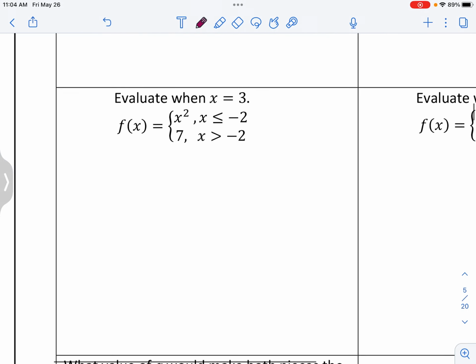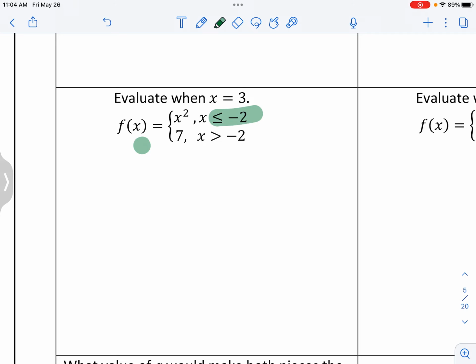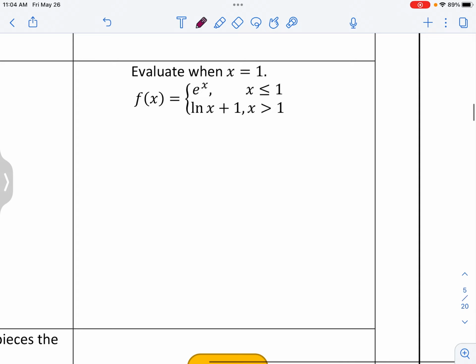All right, next one, evaluate when x is equal to 3. So let's see here. We want to figure out which piece 3 belongs to. 3 is greater than -2, so we're going to use this bottom piece. So f of 3 equals 7. Notice there's nothing to plug in for x there. So actually, we only used the 3 to figure out which piece to use, but the answer is 7. That'd be a horizontal line at 7 if we were looking at a graph.